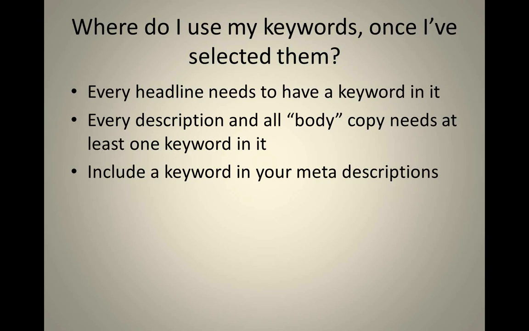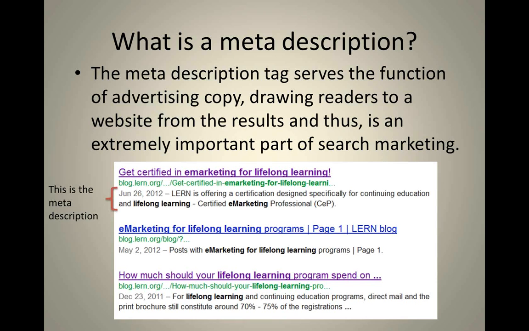Now, for those of you who might not be familiar, a meta description is the tag that serves a function like advertising copy, drawing readers to the website from the results, and thus is an extremely important part of search marketing. So if you see here in the example, I've made a note where the meta description is for our example on Get Certified in E-Marketing for Lifelong Learning. So right there, when people search Google and they have the first couple of lines, they can see exactly what your page is going to have on there.